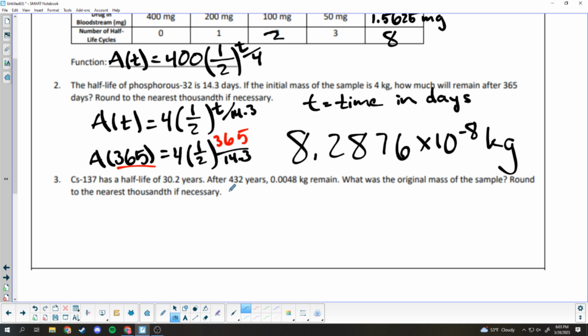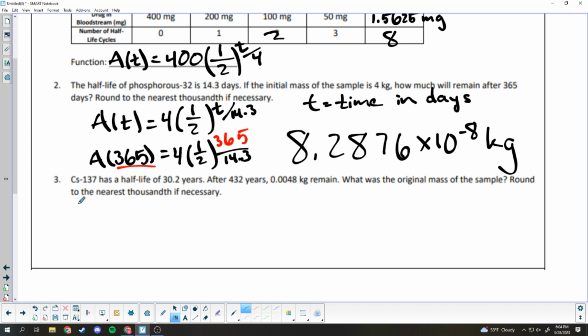All right. Next up, we are given some different stuff, and we want to figure out what the starting amount was. Okay, so in this case, Cs-137 has a half-life of 30.2 years. After 432 years, 0.0048 kilograms remain. What was the original mass of the sample?